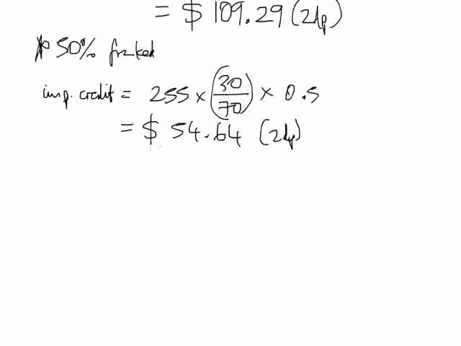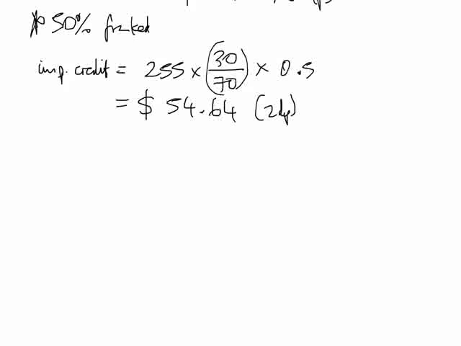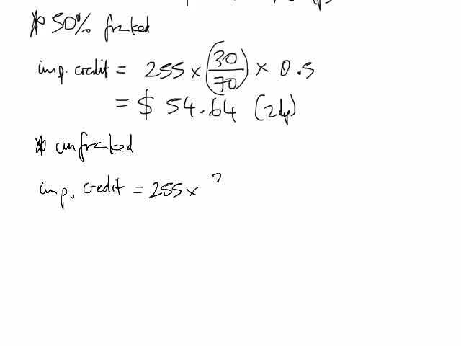Finally, what if it was 0% franked? So unfranked should be obvious right now. If the company is paying no tax, then you're not going to get an imputation credit. But just to show that the formula works in all cases, it's 255 times by 30 over 70 times by, if they are unfranked, so no franking percentage, 0% is 0. And anything times by 0 is always going to equal 0. So no imputation credit because no tax has been paid.